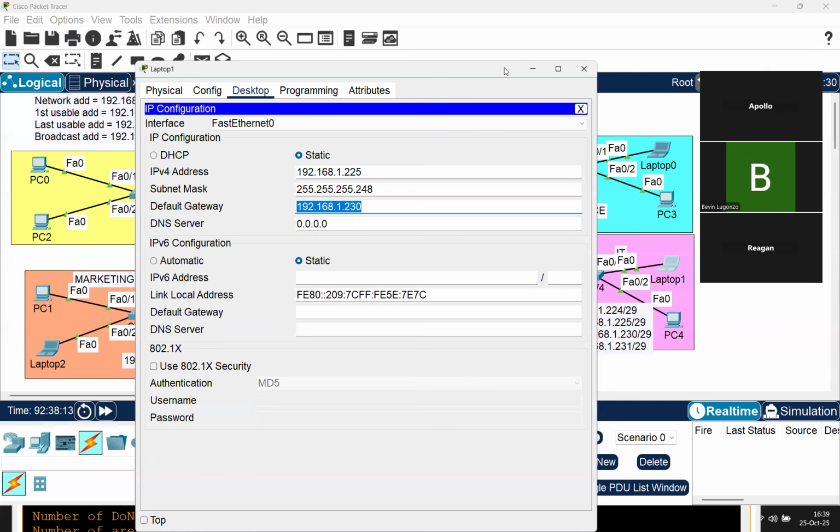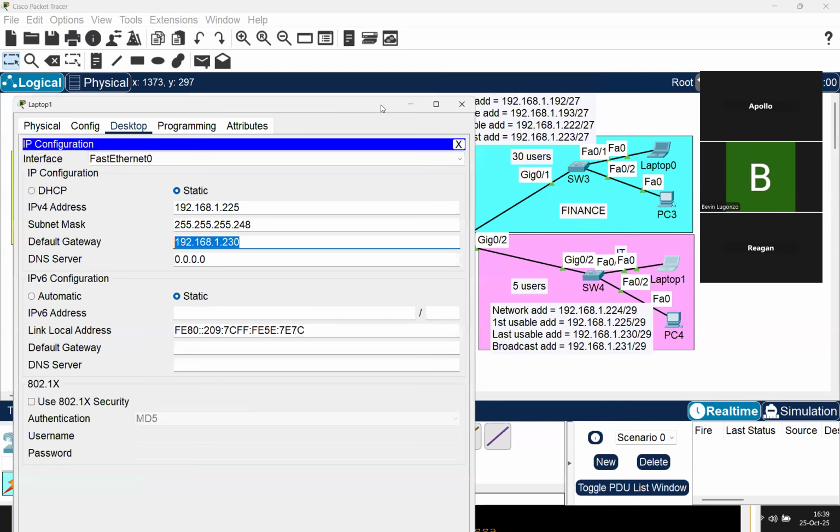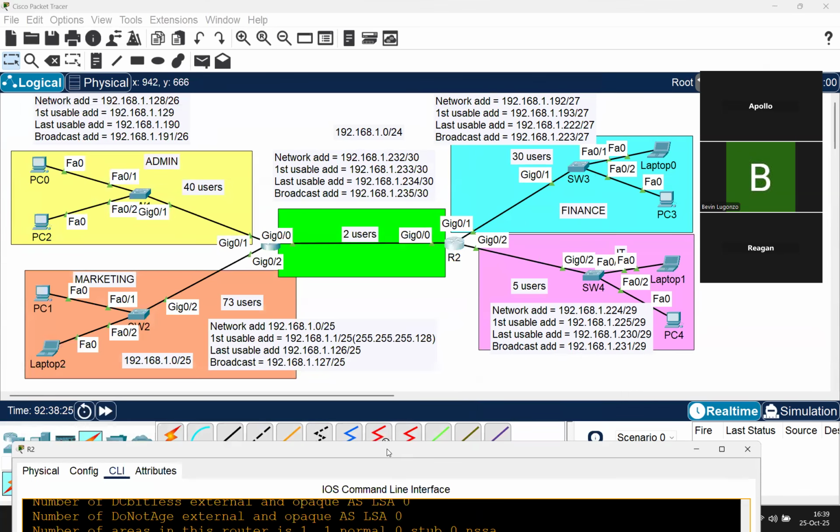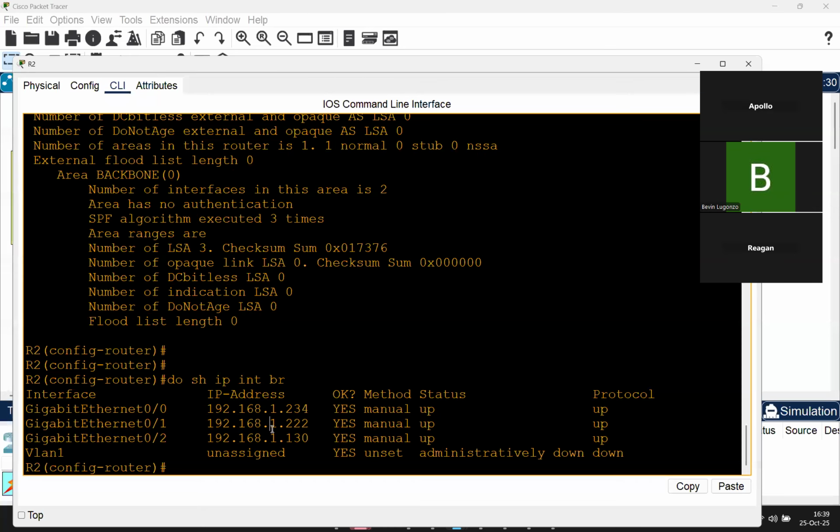So I think, if that is so, it has a default gateway of 230. So what is the IP address of this G0/2 here? The IP address of G0/2, exactly. This is where the problem is. It should be 230 here, not 130. So this is called troubleshooting. If there's no connectivity, then you have to look for where that problem is. So we can see that there's a problem here.